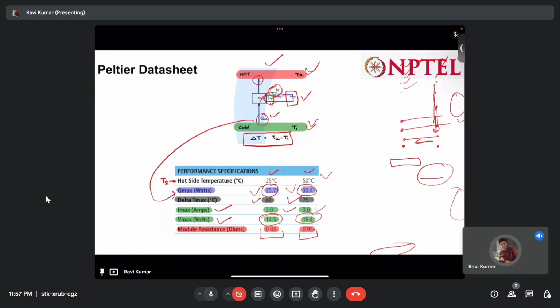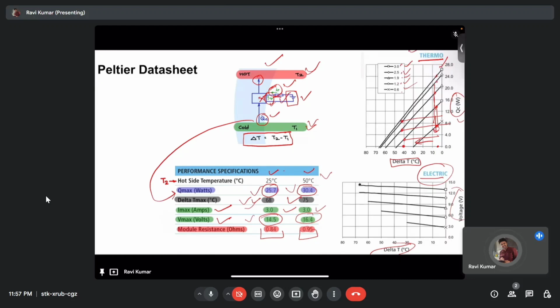Then we have delta T max, the maximum temperature difference that can be obtained. Then we have the maximum current of the Peltier system, the voltage across the Peltier system, and the module resistance, which is given in ohms. Other than that, we have two characteristics as well, thermal and electric.